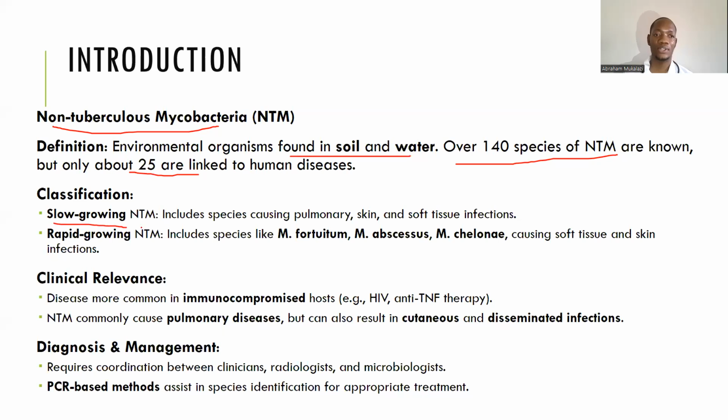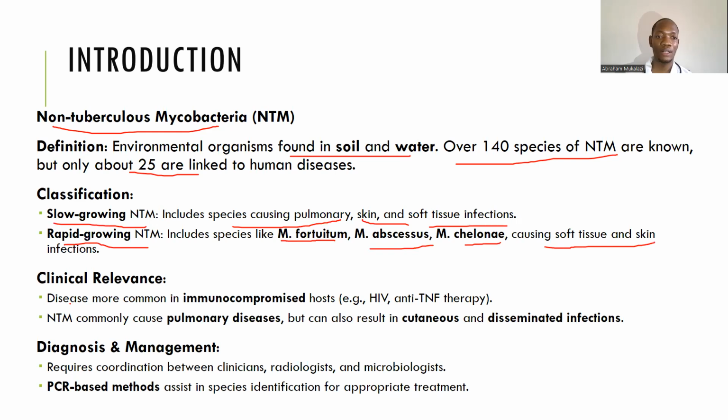They are also divided into slow growing and rapid growing. Among the slow growing non-tuberculous Mycobacteria, we include conditions that affect the lungs, the skin, and soft tissues. Among the rapid growing, we have bacteria like Mycobacterium proteinatum, abscessus, and chelonae. These also cause soft tissue and skin infections, and it is key to identify them and know that they exist.